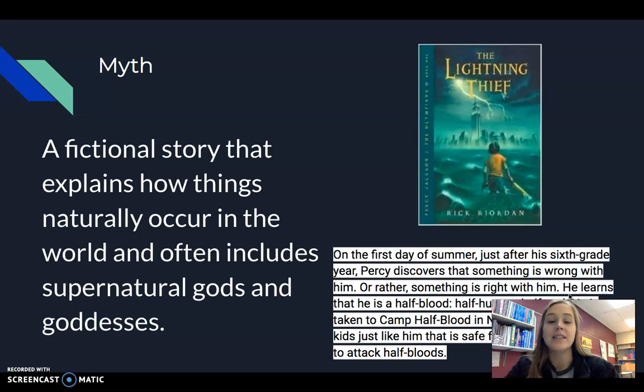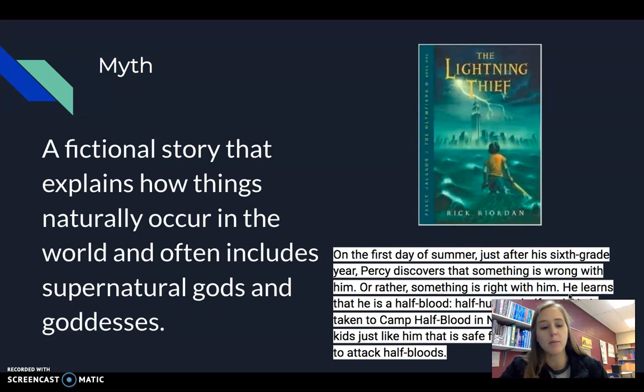Our next genre is myth. A myth is also a fictional story. It explains how things naturally occur, and it usually includes gods and goddesses. Percy Jackson is a really common, really popular example.